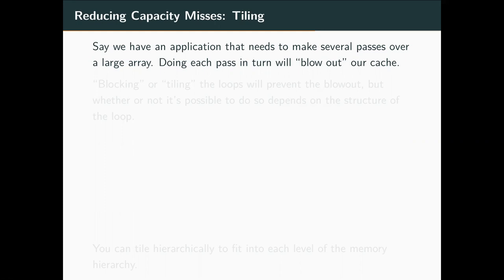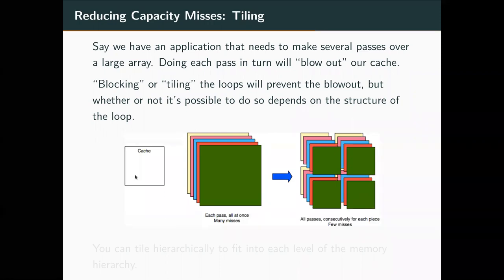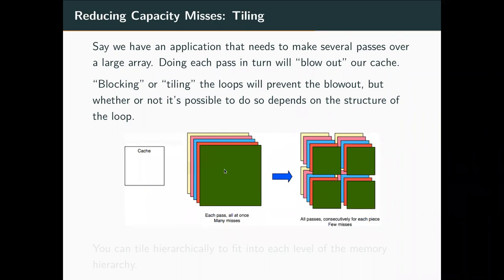Where doing each pass is just going to blow out our cache. It's way too big to fit in our cache. So here's a little diagram. We have green would be our first pass, then red's our second pass, blue's the third, pink, yellow, et cetera. And if we just iterate over this row-wise like this, then that's going to blow out our cache. By the time we get back up on the second pass to the first element here, it's long gone out of our cache.